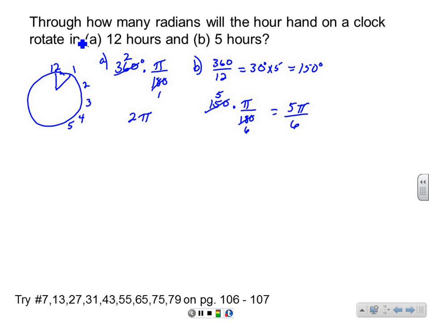Alright, so what I'd like you to do is try these problems on page 106 and 107. If you have any troubles, bring them into class.